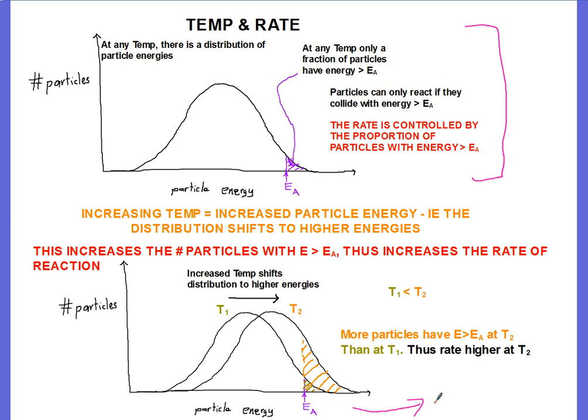Now what that does, as you can see here, here's T1. The initial temperature was this temperature here, so the particles had this initial energy profile. As we raise the temperature, all the particles gain more energy. So still the same number of particles, just they all get more energy. And what that means is, if this is the activation energy here, because the curve has shifted towards the right, that means now we've got more particles with energy greater than the activation energy. So at T2 here, which is the greater temperature, there are more particles with energy greater than the activation energy compared to T1. Therefore, the rate is higher at T2, i.e. the rate is higher at higher temperatures.